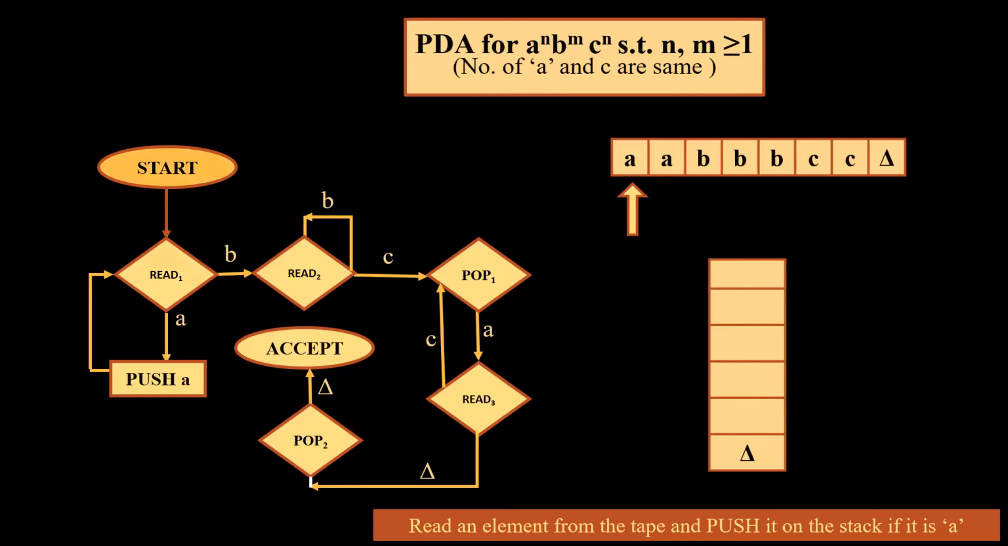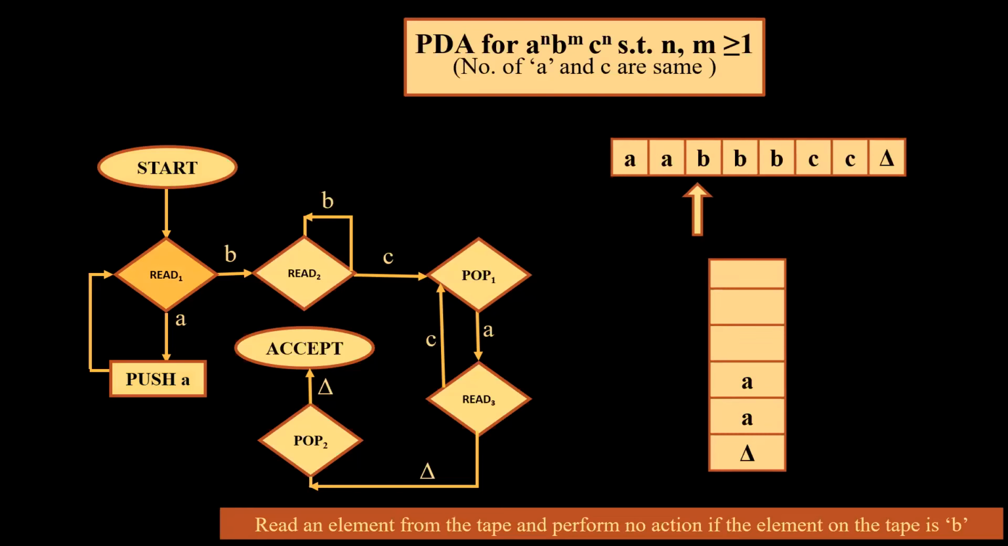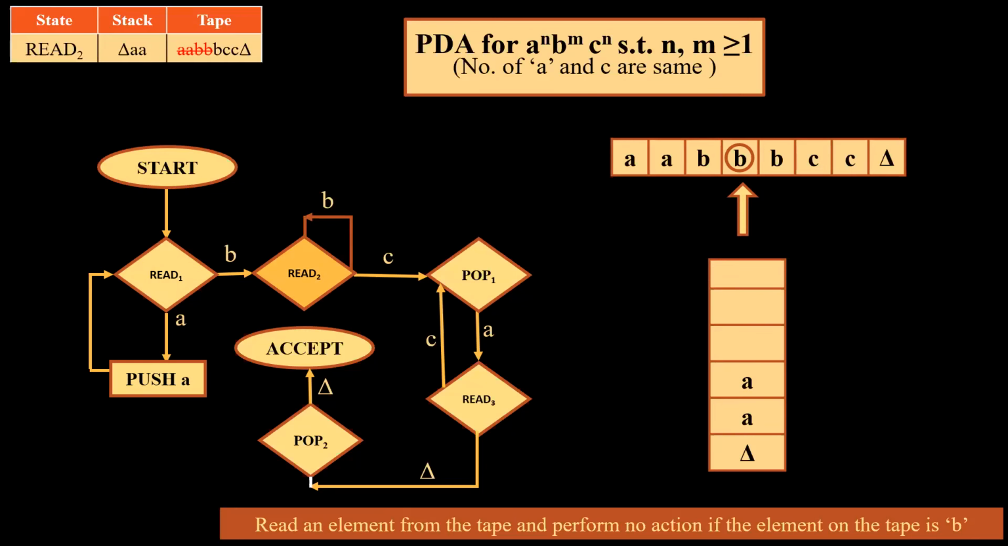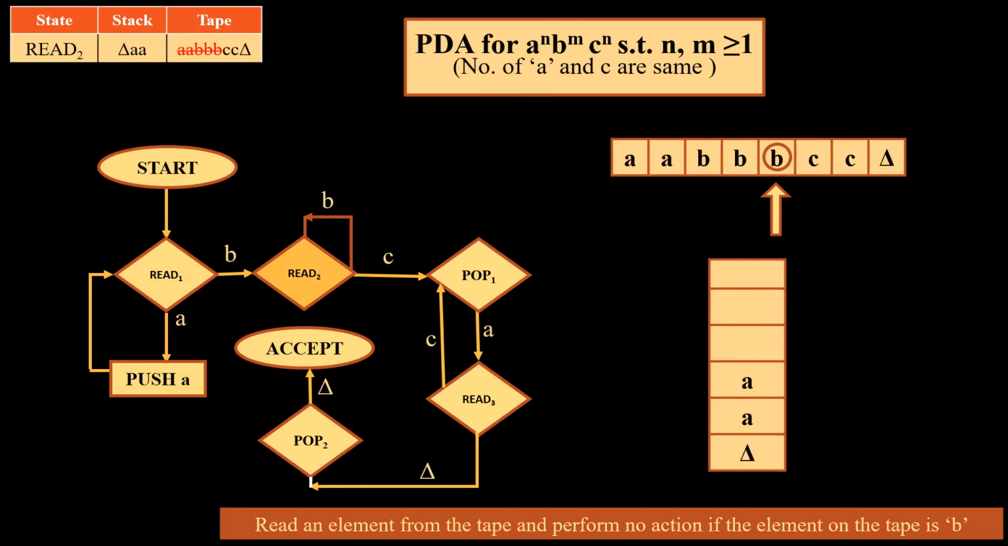Starting off with the start state, we come across read 1. First A, push it onto the stack. A again, push that A on the stack. So 2 A's are on the stack. And when the third read is performed, the element which is found on the tape is B. Corresponding to B, which is read on the tape, we need not perform any operation. That is why there is a loop of B on read 2. Next B, again a read is performed, no push, no pop. Third B, a read is performed, no push, no pop.